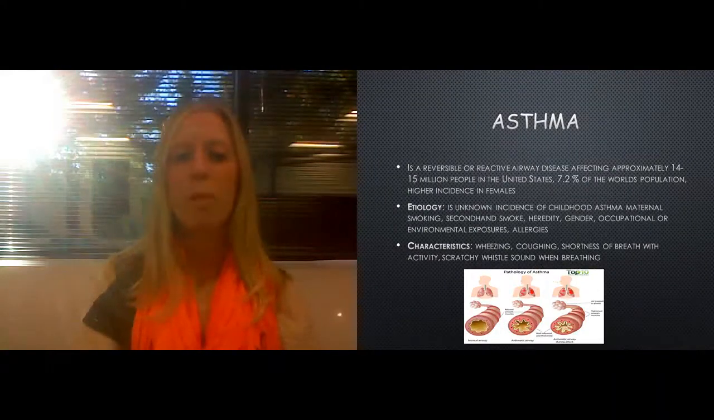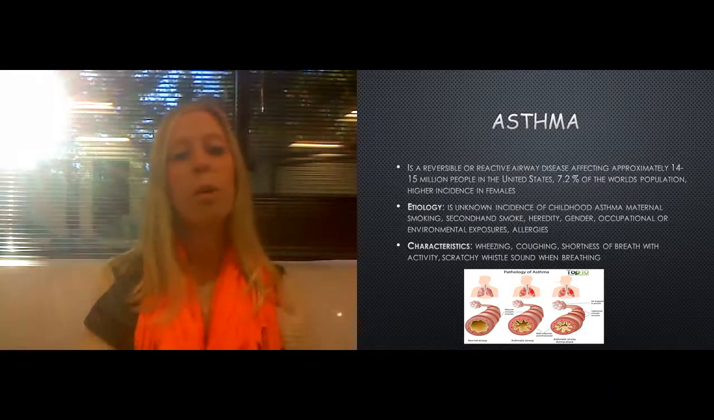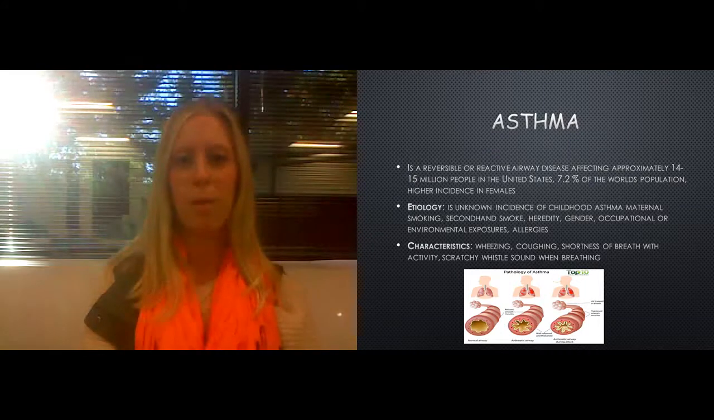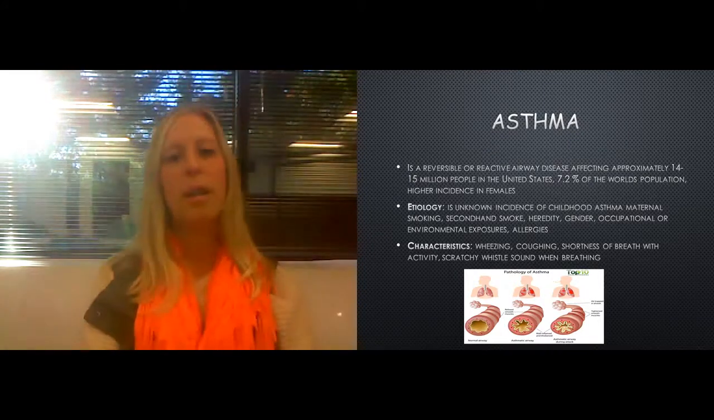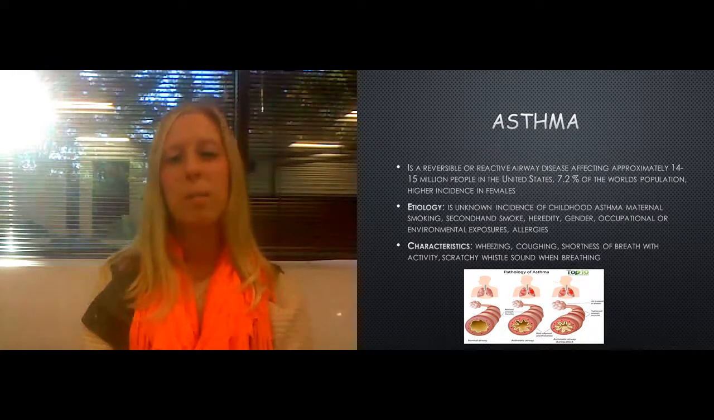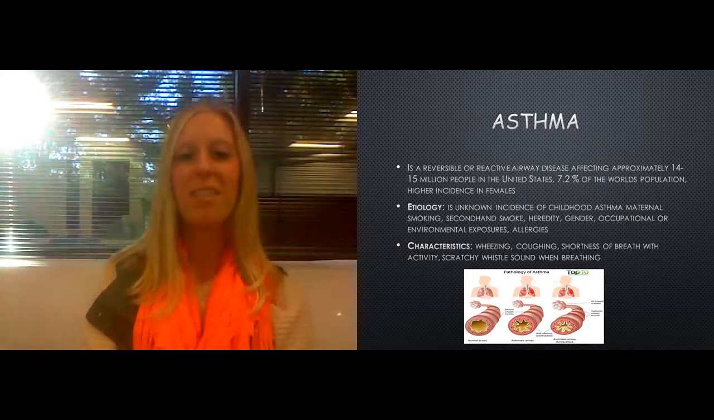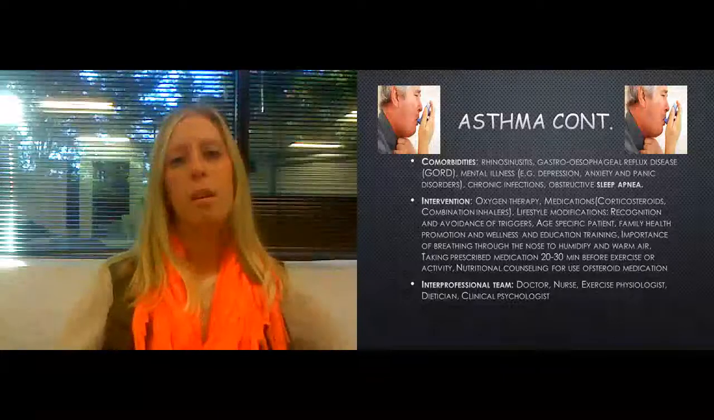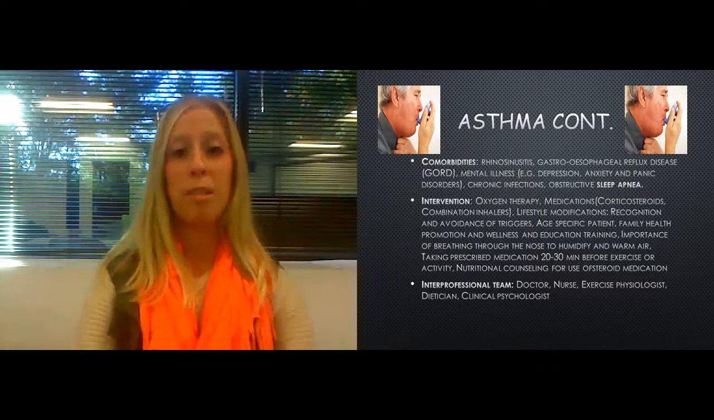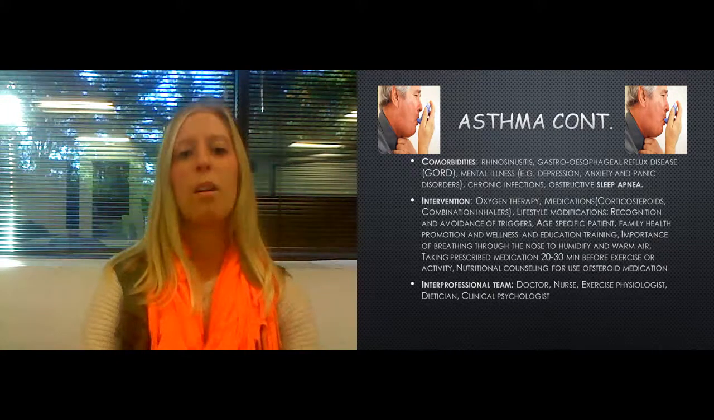Asthma is a reversible or reactive airway disease affecting approximately 14 to 15 million people in the United States, 7.2% of all the world's population, and higher incidence in females. The etiology is unknown, and risk factors include childhood asthma, maternal smoking, secondhand smoke, heredity, gender, occupational or environmental exposures, and it's usually caused by allergies. Some characteristics are wheezing, coughing, shortness of breath with activity, and a scratchy whistle sound when you're breathing. So some possible comorbidities for asthma are rhinosinusitis, gastroesophageal reflux disease, mental illness, and chronic infections and obstructive sleep apnea.